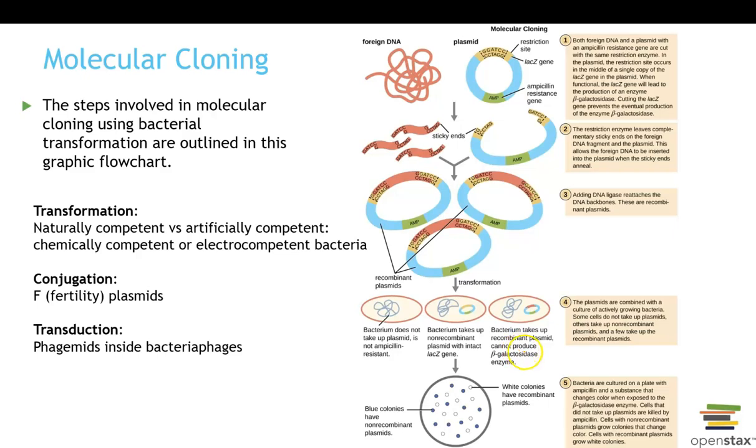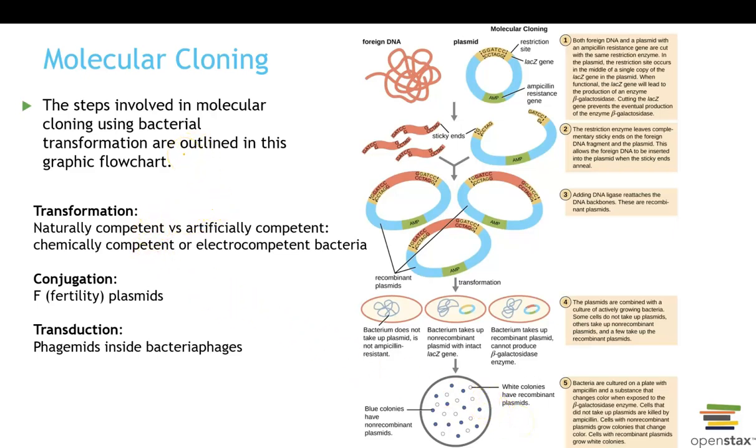But the ones that you are looking for are the bacteria that take up the recombinant plasmid that interrupts the LacZ gene. Then the LacZ is not able to make the beta-galactosidase, and when you don't make the enzyme, we cannot break down the X-gal in the media, and the colony stays white. So white colonies are the ones that contain the recombinant plasmid.